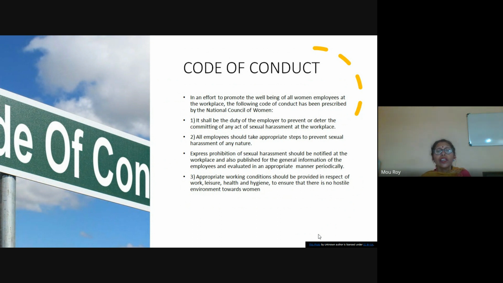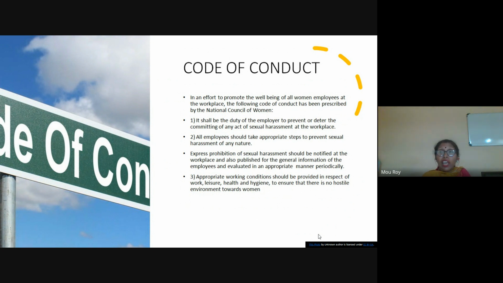And the express prohibition of sexual harassment should be notified at the workplace and also published for the general information of the employees, and cases should be handled very diplomatically. And appropriate working conditions should be provided.